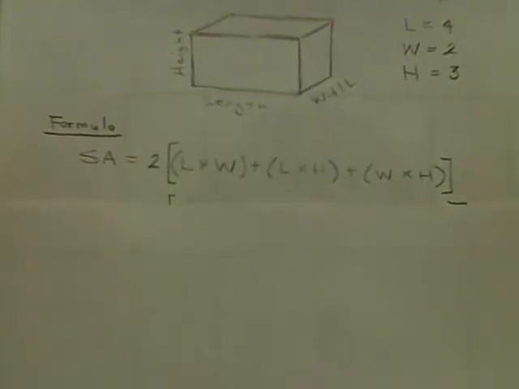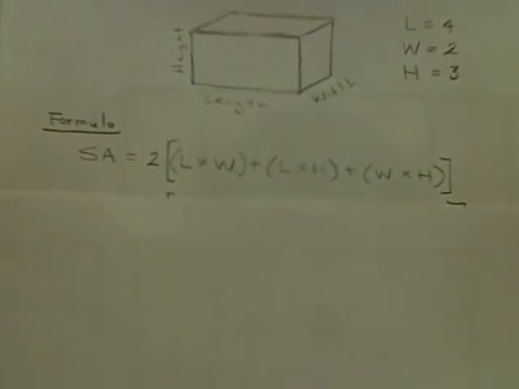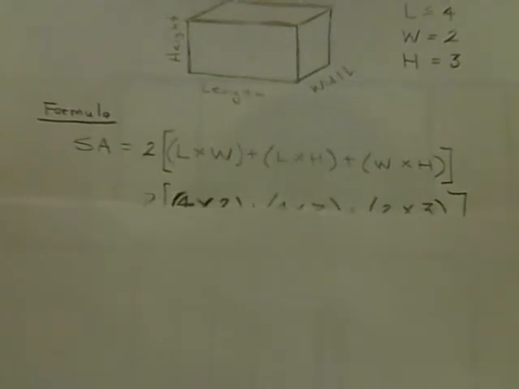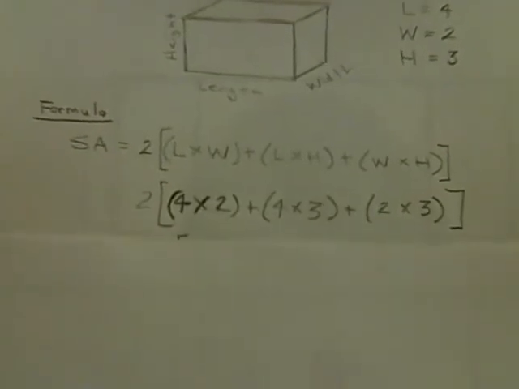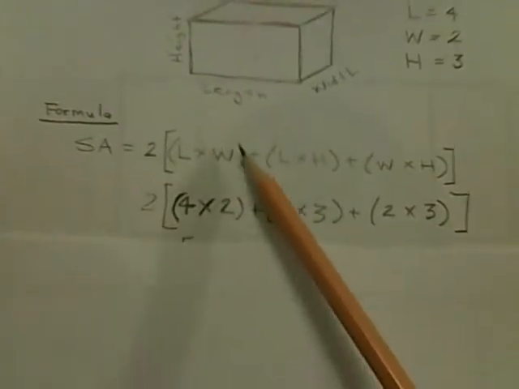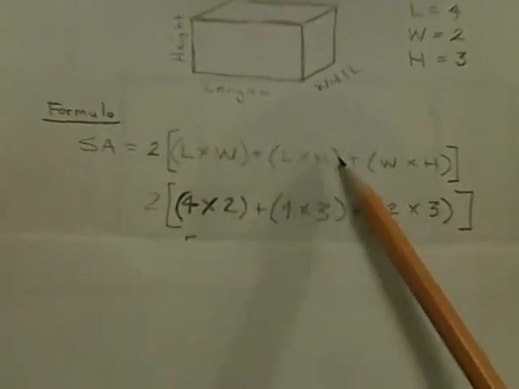So now what we do is we substitute. Everywhere we have an L, a W, or an H, we plug in our numbers like so. Where it says L, we have 4. Where it has W, we have 2. Where we have height, we have 3. We plug them all in.